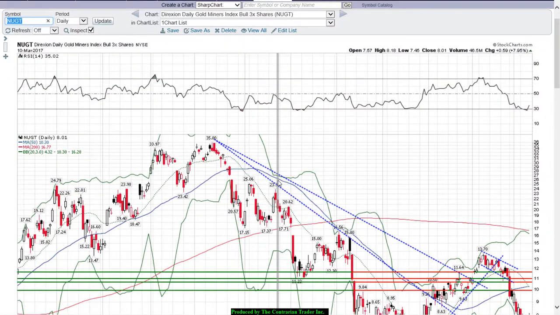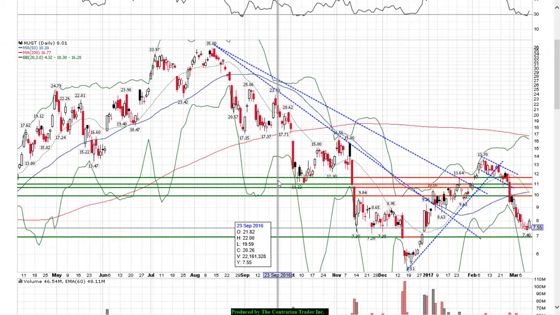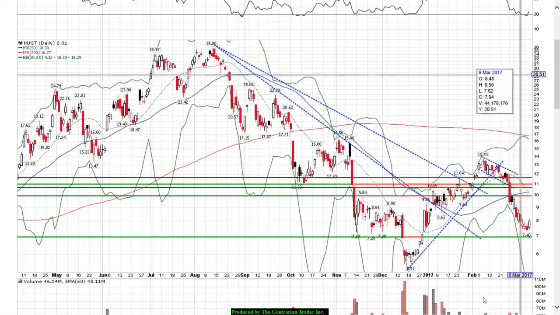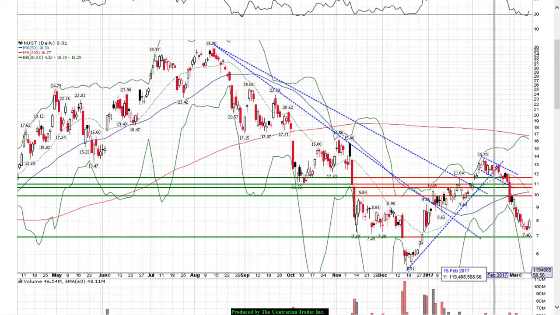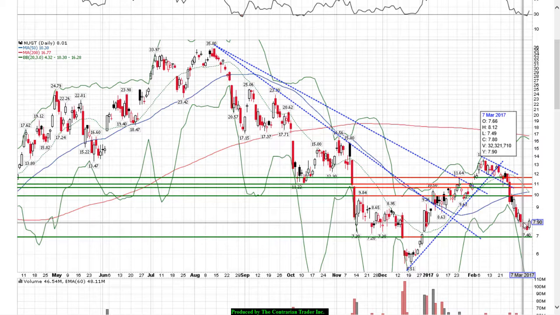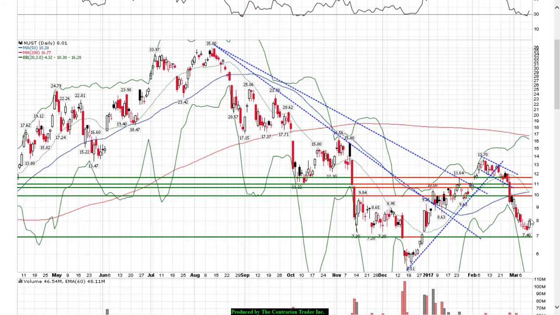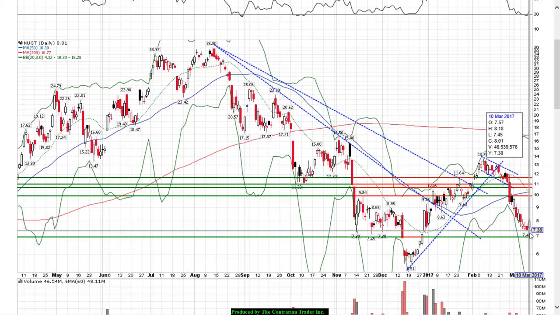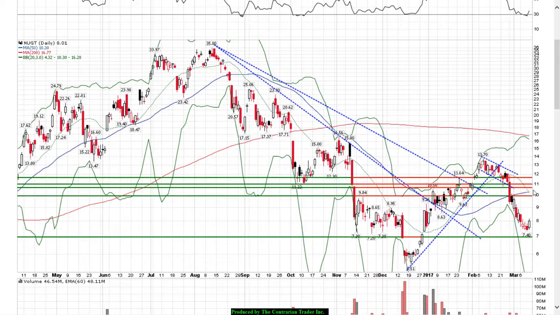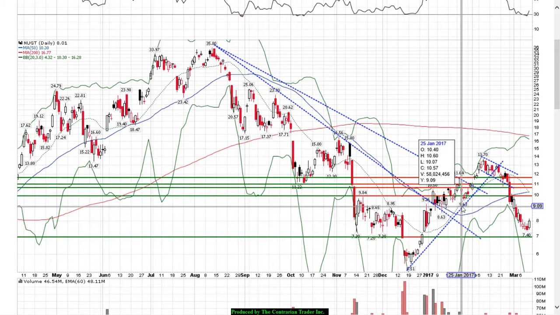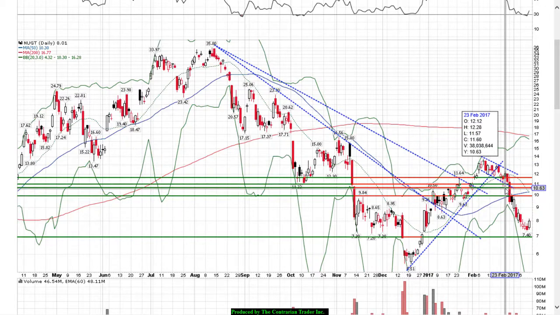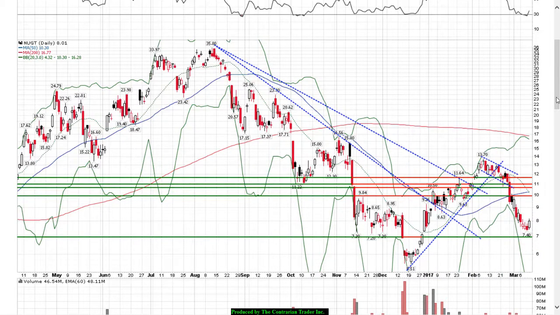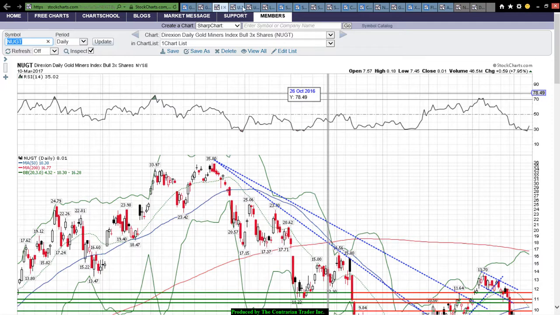You can even take a look at the GDX, our play on the gold miners. It rallied on Friday. It managed to recapture and close above the $8 per share level, which is critical support. Now, we did not close at the highs of the day on Friday, so that has me a little bit leery of a continuation move higher on Monday. It may happen, and we'll be looking to build a position on the NUGT. Members, more to come on NUGT on the week ahead commentary.